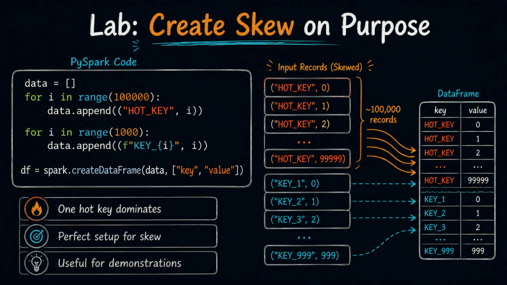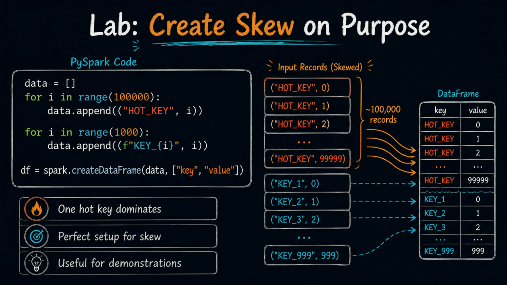Now let us create skew on purpose so we can see how it behaves. This exercise helps us understand what happens when data is not evenly distributed across keys, which is a common issue in big data processing. By intentionally creating an imbalanced dataset, we can observe the effects of skew and learn how to handle it effectively. In this example, we create a list called data.